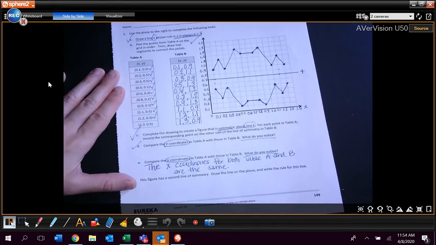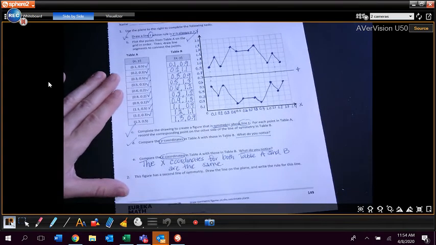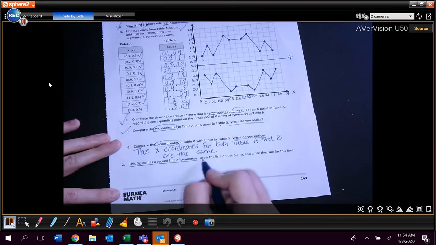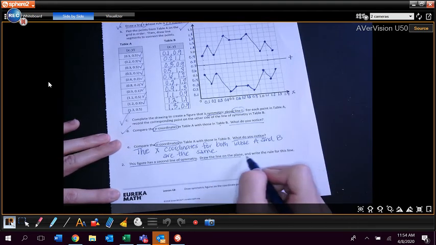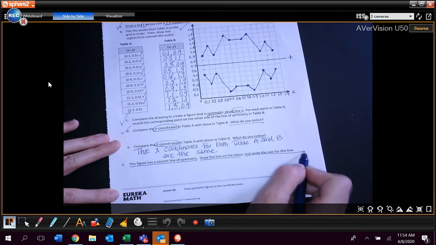They did not change. Now, we're going to move on to number 2. It says, this figure has a second line of symmetry. Draw the line on the plane and write the rule for this line.